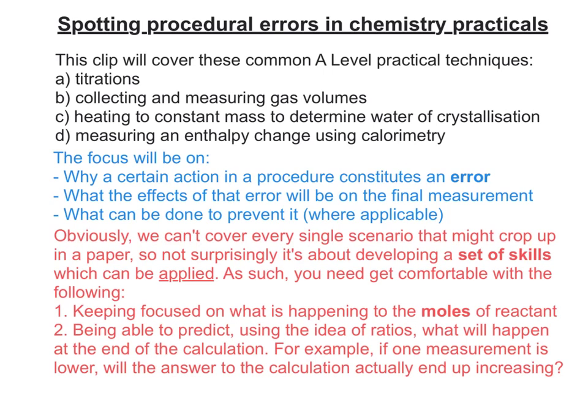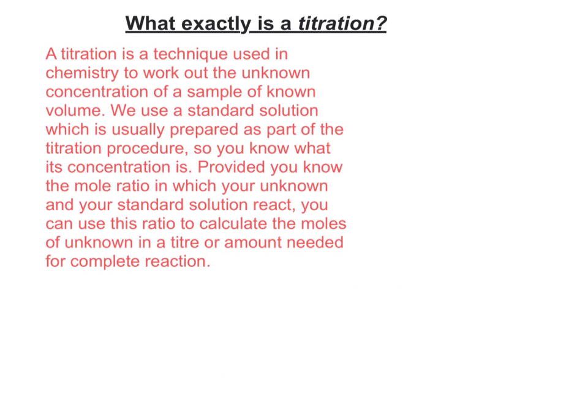So let's start off with the calculations and titrations. Let's look at what a titration actually is. This isn't a definition of it, but more of an explanation of what it's for. We use a titration to work out the unknown concentration of a sample of known volume. The sample, it doesn't matter what it is, we might know what particular substance it is, such as hydrochloric acid or sodium carbonate, for example.